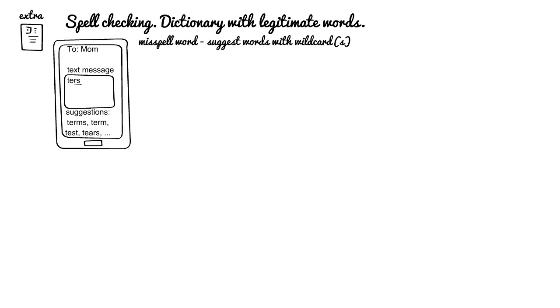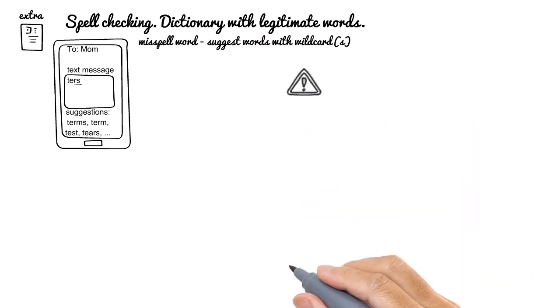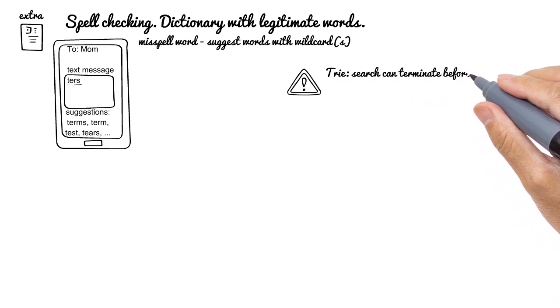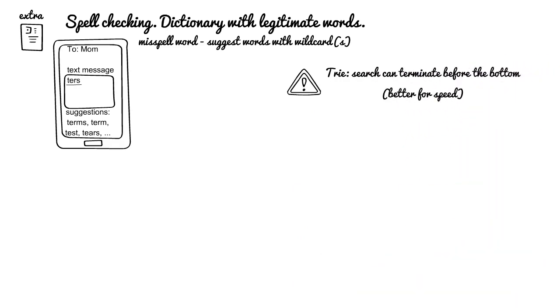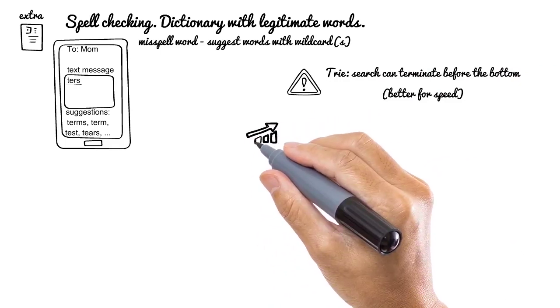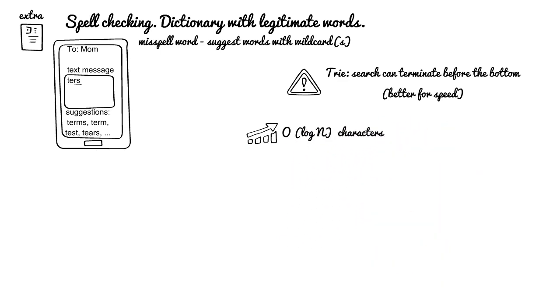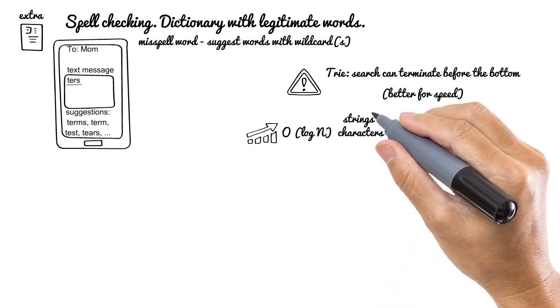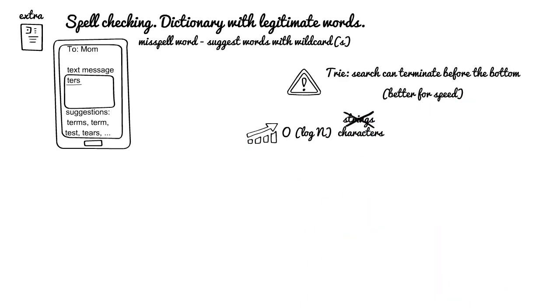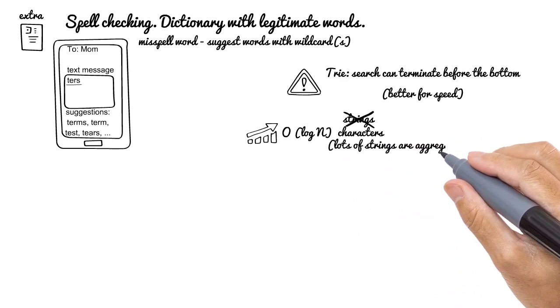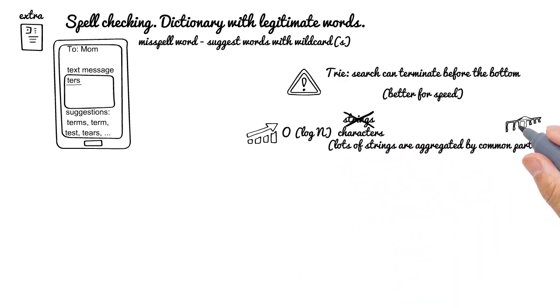That was about use cases and implementation ideas. An important thing to pay attention to regarding tries: search does not need to go all the way to the bottom. It can terminate at an intermediate node. Another important thing, we have a performance guarantee for tries: log n characters accessed in the worst case. Do you see the difference? Not log n string compare operations, but log n characters. And remember, lots of strings are partially aggregated by their common prefixes, bringing extra economy to our search. That's how tries could be more efficient than balanced search trees and hash tables.